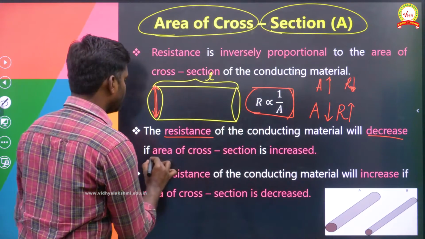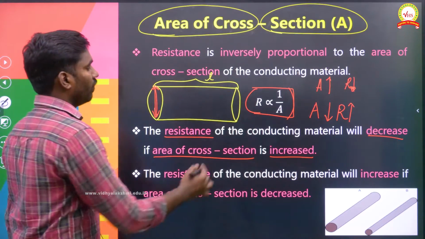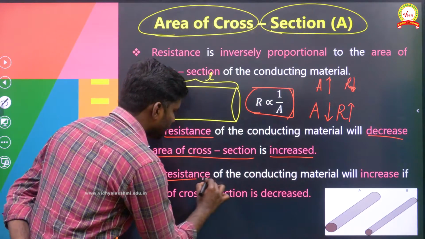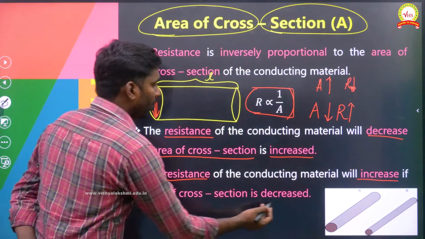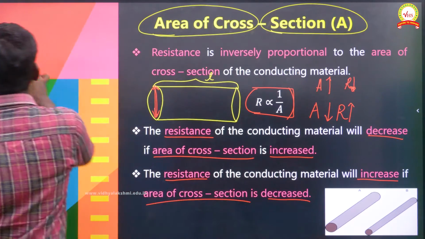When will the resistance decrease? If we are increasing the area of cross section. Likewise, the resistance of the conducting material will increase when I am decreasing the area of cross section. So these are the two factors.